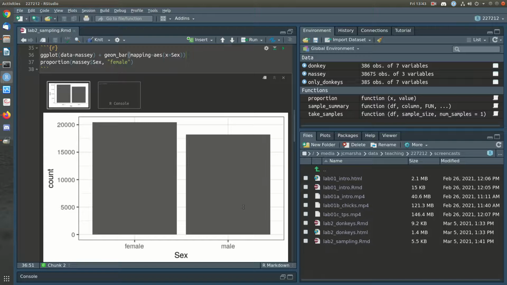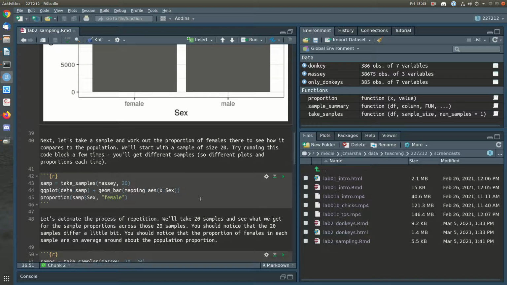Now let's pretend we're in a situation where we don't have the population. We don't have the list of all students at Massey. Instead, what we're going to do is we're going to take a random sample of, say, just 20 students, work out the proportion in our random sample, and then use that to say something about the population.